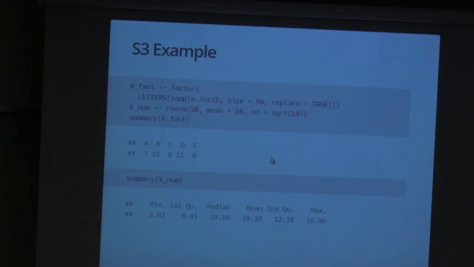So here's an example of S3 in action. I'm going to build myself a little factor vector with some letters in it, and I'll construct a numeric vector with some random normal data in it, and I'll call the summary function. When I call the summary function on my factor vector, I get the counts of each level of the factor. When I call the summary function on my numeric vector, I get the mean and a bunch of quantiles. So obviously something is going on, because the function acts differently depending upon whether I give it a factor or a numeric vector. And this is S3 at work.